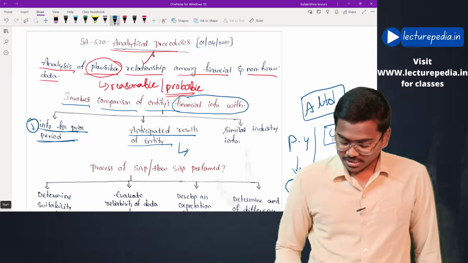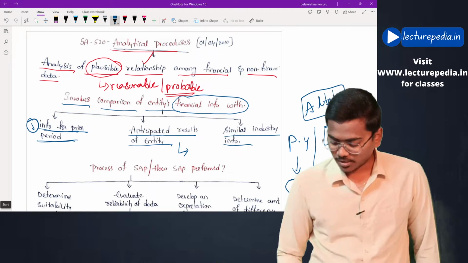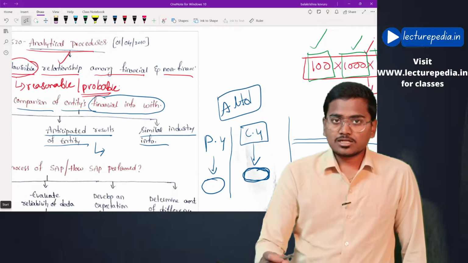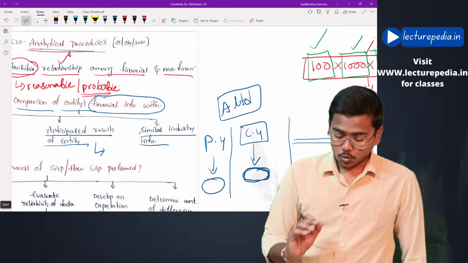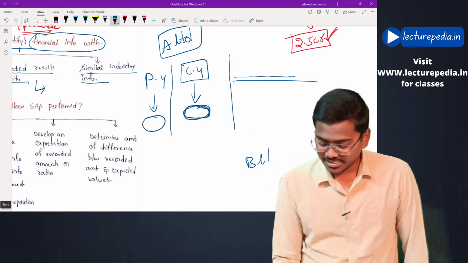Next comparison involves similar industry information. Okay, now let's say A Limited is under the hotel industry. Now in this hotel industry, apart from A Limited, there is another company, B Limited.